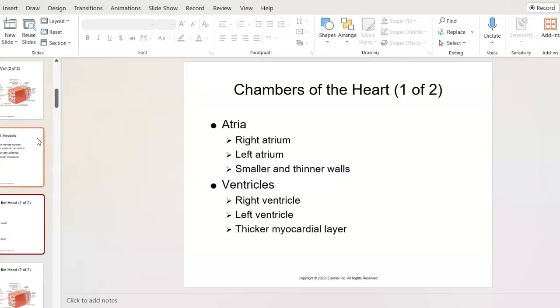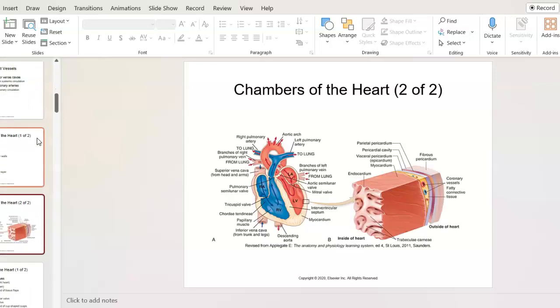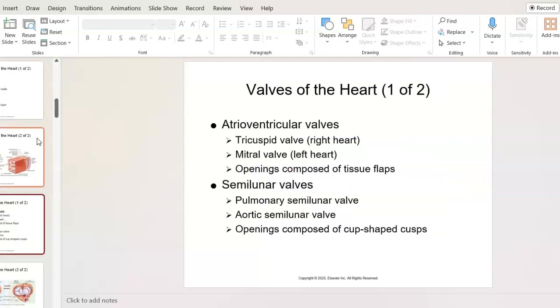Atria, we have right and left, and they're smaller. Ventricles, we have right and left, and they are thicker. The left ventricle is the thickest. We could look at this picture here. We already spoke about this. I also orient myself to the heart, not only with the left ventricle, but with the pulmonary trunk. I always put that in the front. I know I'm looking at the front of the heart and I can find things from there.